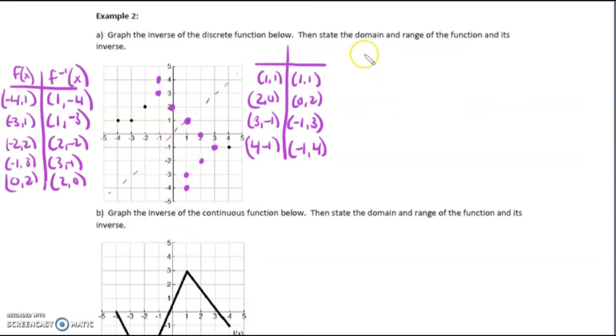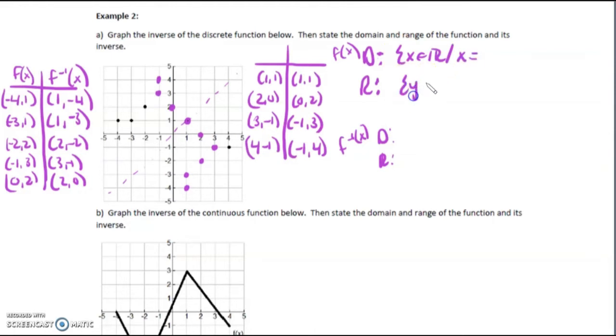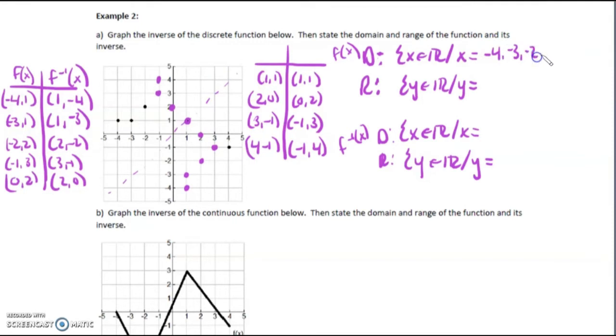Okay, so domain and range. The domain and the range are discrete. So this would be f of x. This is going to be domain and range of f inverse of x. So we can do x is an element of the real numbers such that x equals, and we're just going to list the numbers. They're going to be the same over here. x equals, and we're just going to list the numbers. So we got -4, -3, -2, -1, 0, 1, 2, 3, 4. -4, -3, -2, -1, 0, 1, 2, 3, 4.